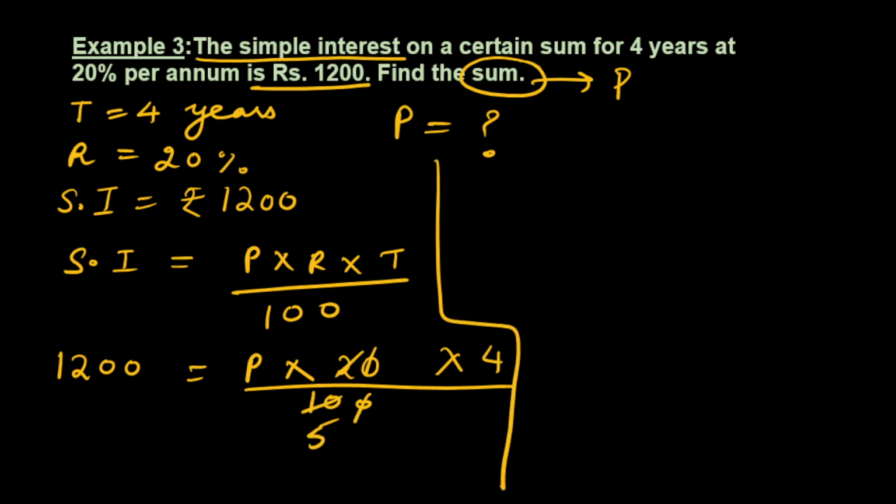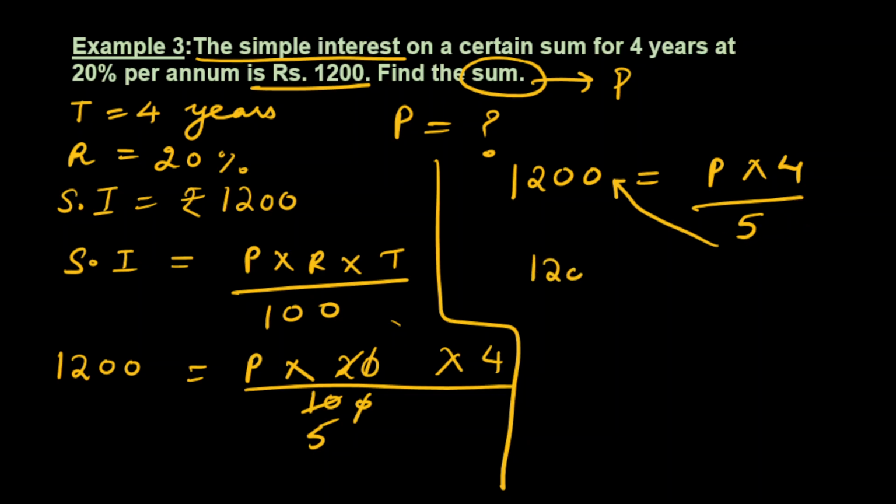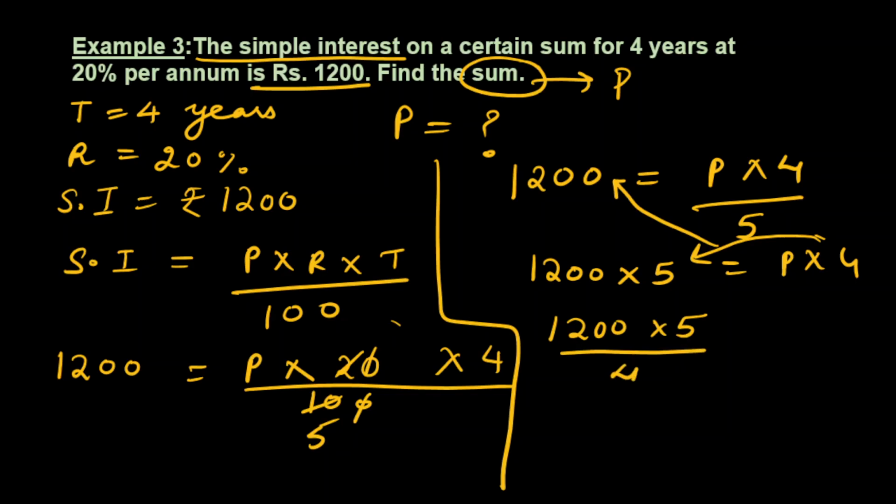Same way as we did in the previous question, we'll do shifting. So 1200 is equal to P into, now everything is cancelled, P into 4 by 5. So first of all, let's shift 5 to the other side. 5 is getting divided. When we shift it to the other side, it will get multiplied. So into 5 is equal to P into 4. No need of multiplication here. Let's shift 4 also. 4 is getting multiplied. When we shift it to the other side, 4 will get divided.